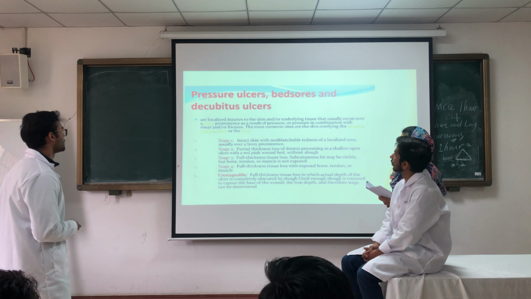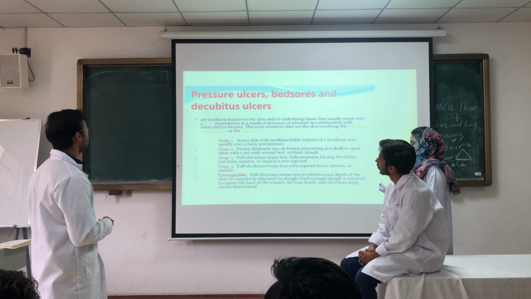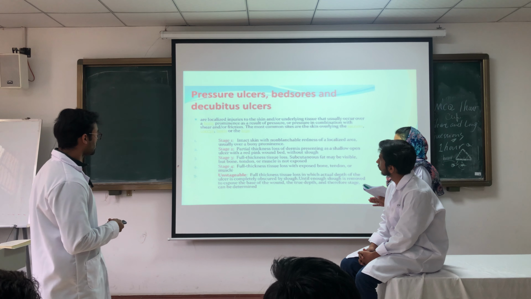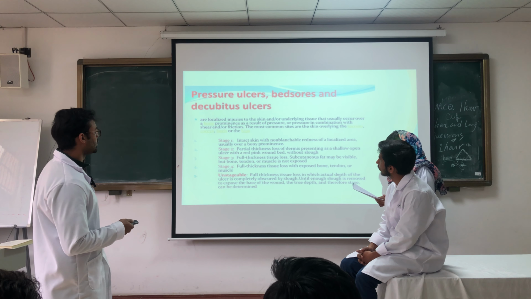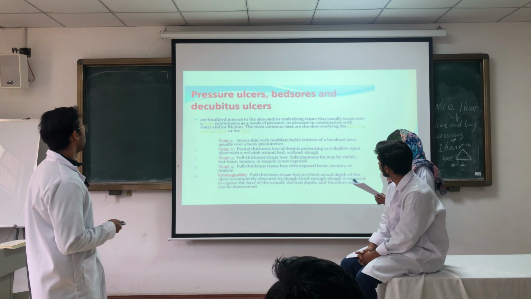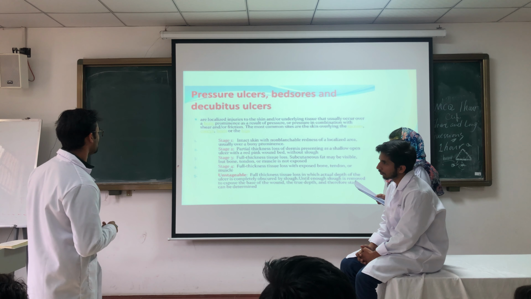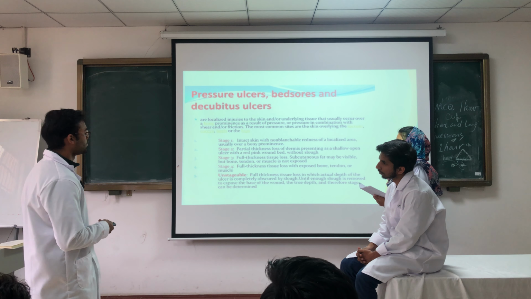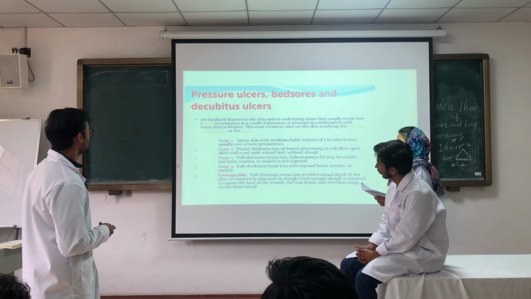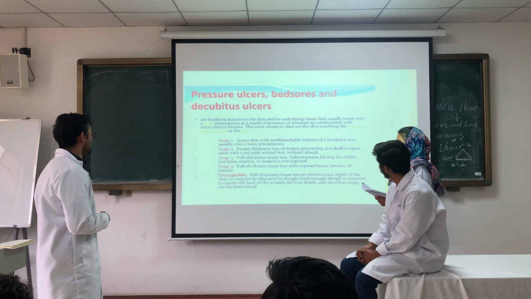Okay, pressure ulcers, bed sores, and decubitus ulcers are localized injuries to the skin and underlying tissue that usually occur over body prominences as a result of pressure, or pressure in combination with shear and friction. The most common sites are the skin overlying the sacrum, coccyx, heels, or the hips.